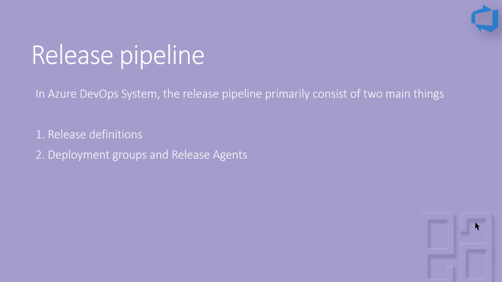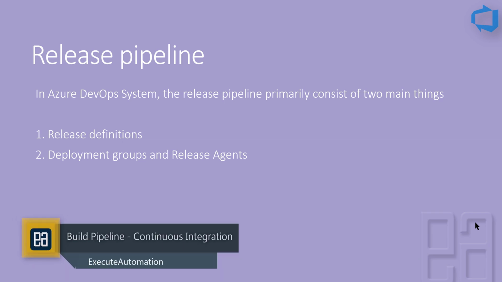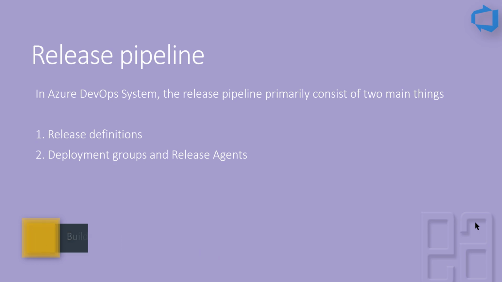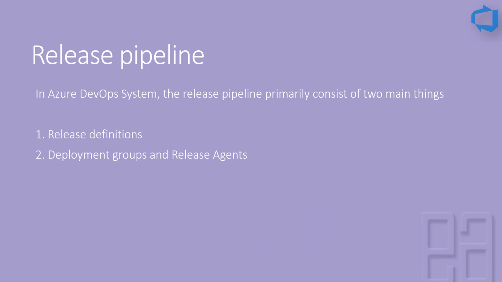pipeline. So in the Azure DevOps system, the release pipelines primarily consist of two main things. One is the release definitions, and the next one is the deployment groups and release agents. The release definition is pretty much like how we did the definition for the build, but this time it is going to be a little different compared to the build definition itself.